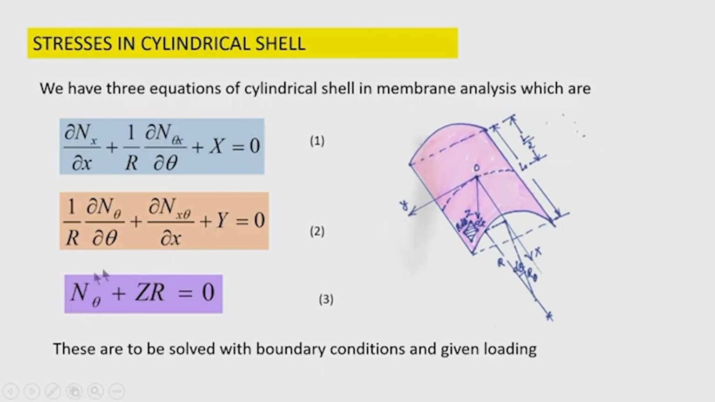direction. The third equation, you can see, is an algebraic equation and it directly gives the value of N theta as minus Z into r. What is Z? Capital Z is the component of the load along the radial direction, that is the direction directed towards the center of curvature. So, these equations need to be solved with the help of boundary conditions and given loading, then we will be able to know the value of the membrane stresses, which can be used for design purpose.